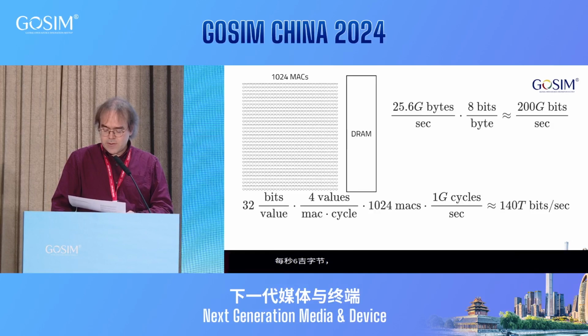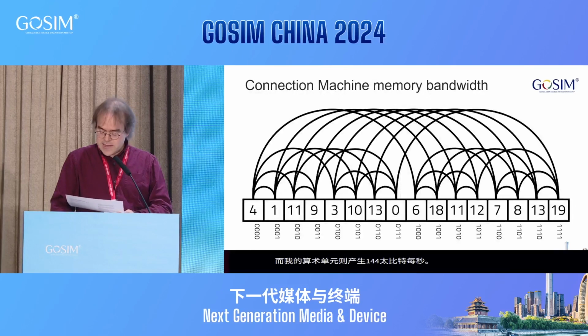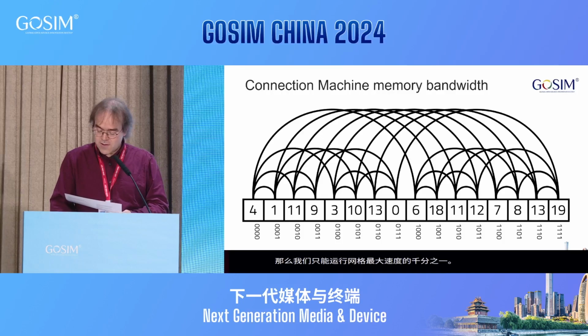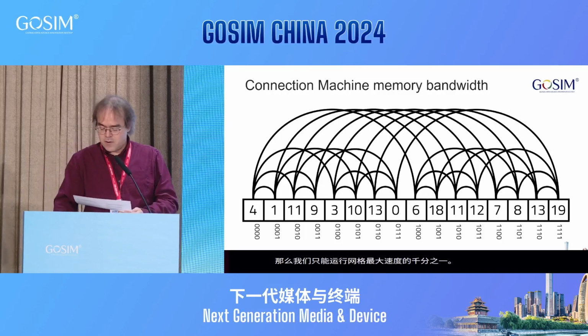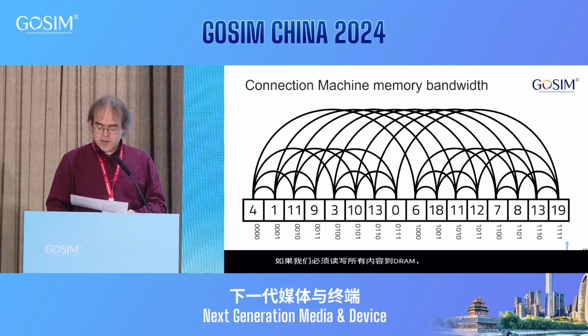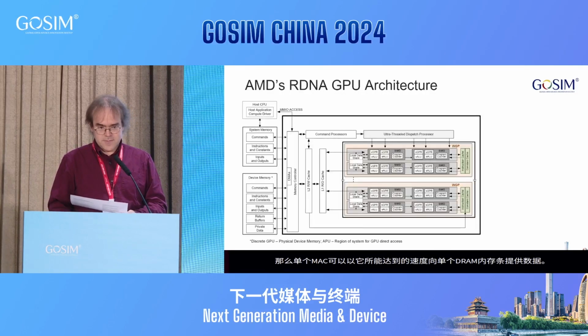If we have to read and write everything to DRAM, a single MAC can feed a single DRAM stick data as fast as it can go. Our entire grid is worthless. It's wasted. So now we can see the wisdom of the connection machine architecture. One way to overcome bandwidth limitations is to just have a whole lot of independent memories. Each memory has its own port, so you've multiplied your total bandwidth by the number of nodes you have. On a connection machine, memory bandwidth scales with the number of processors.